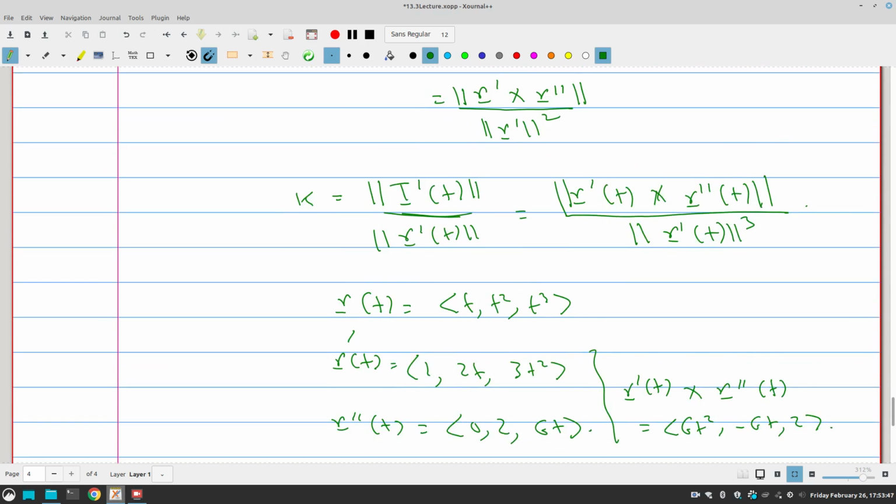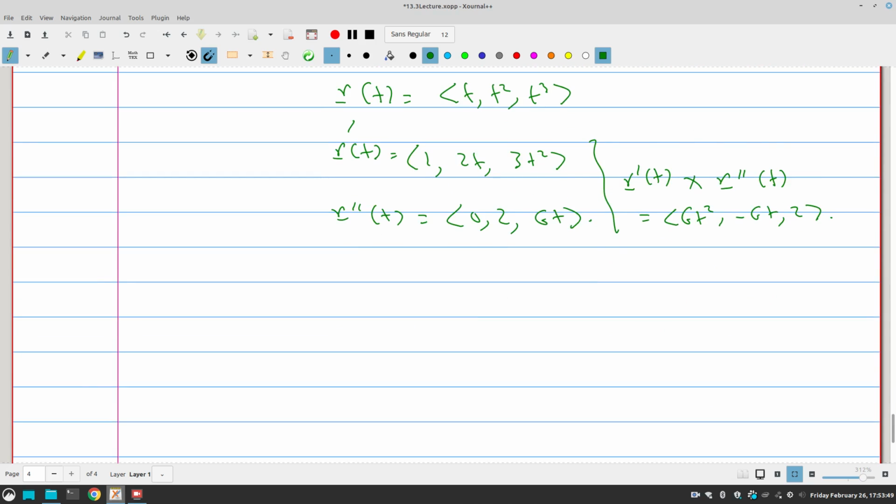And of course finding the magnitude, the magnitude of r prime t cross r double prime t, which is the numerator in kappa. This is equal to the square root of 36 t to the 4 plus 36 t squared plus 4, right? And on the denominator you have the magnitude of r prime t cubed, which is this.